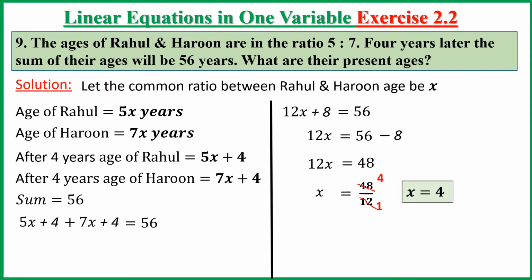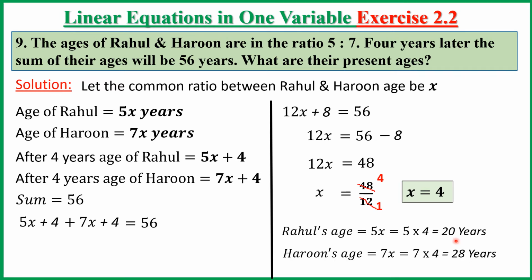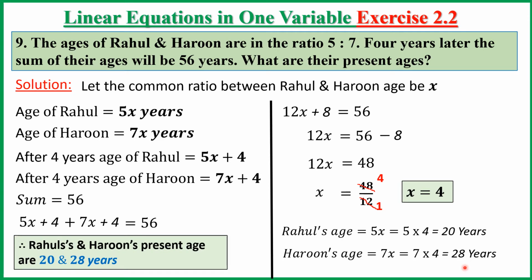What is the question they have asked? They asked what are their present ages. So Rahul's age equals what we have taken for Rahul's age, 5x, which equals 5 into the value of x, which is 4. So 5 into 4 equals 20 years. Next is the age of Harun. Harun's age equals 7x, which we have taken. So 7 into 4 equals 28 years. Therefore, Rahul's and Harun's present ages are 20 and 28 years.